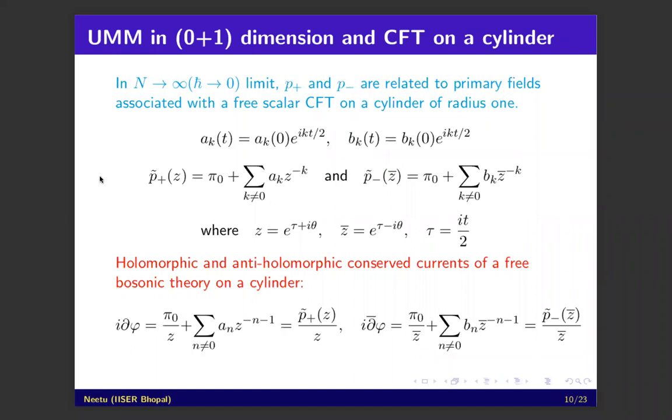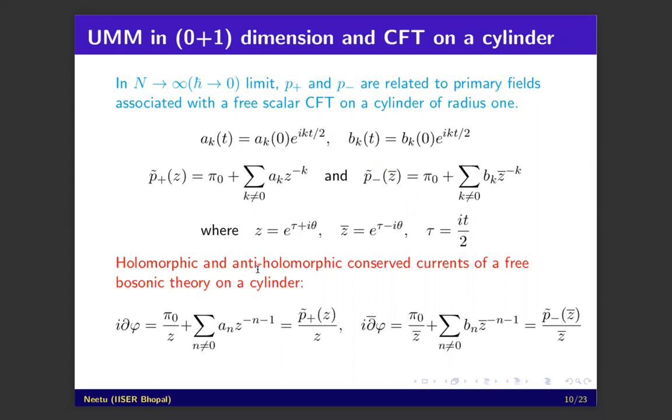And then we can compare this mode expansion with the holomorphic and anti-holomorphic conserved currents of a free bosonic theory on a cylinder. So this del phi and del bar phi, this is how the mode expansion of the currents looks. So this p plus tilde over z has a similar mode expansion to del phi, and similarly this del bar phi. And so these holomorphic and anti-holomorphic conserved currents are the primary fields of this theory.